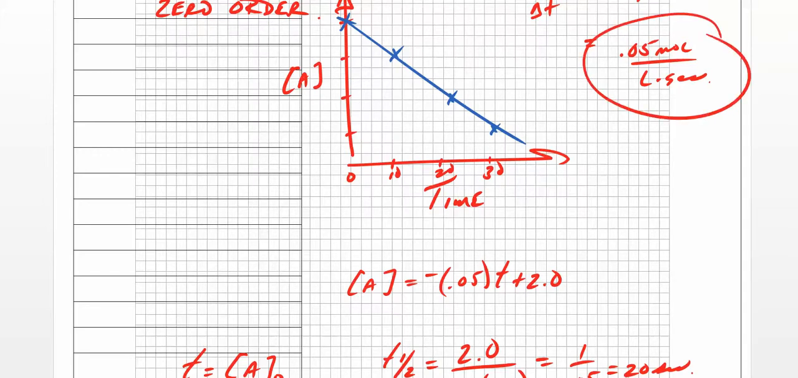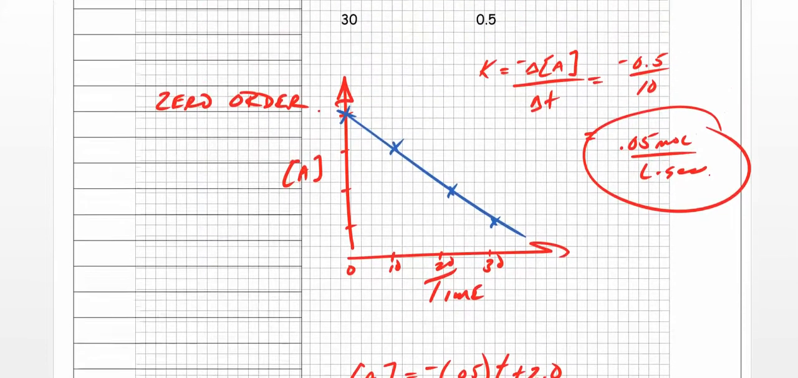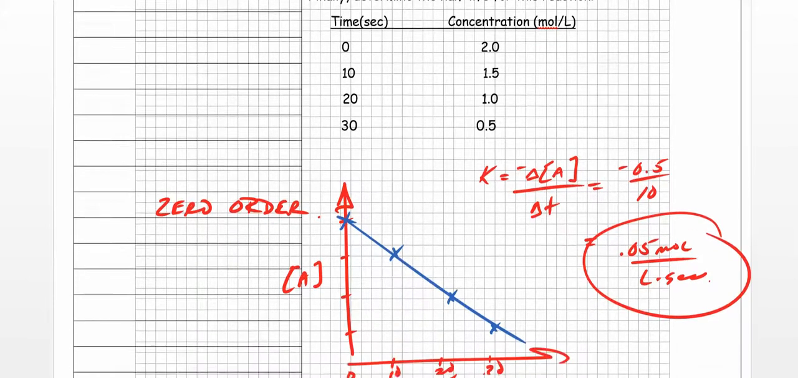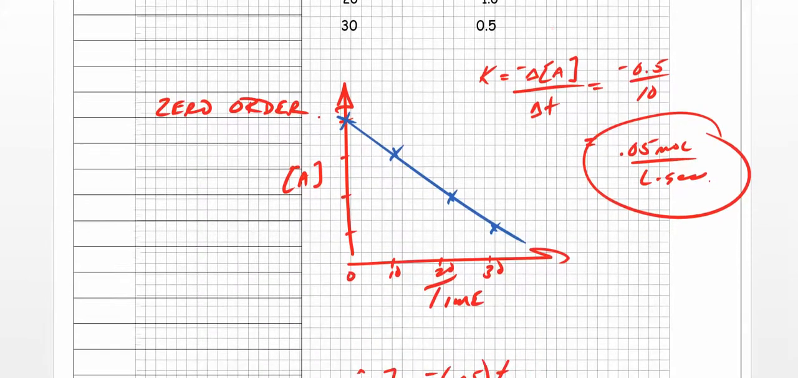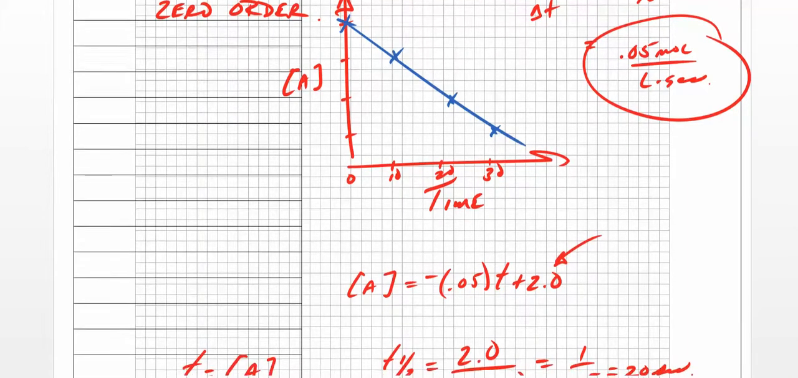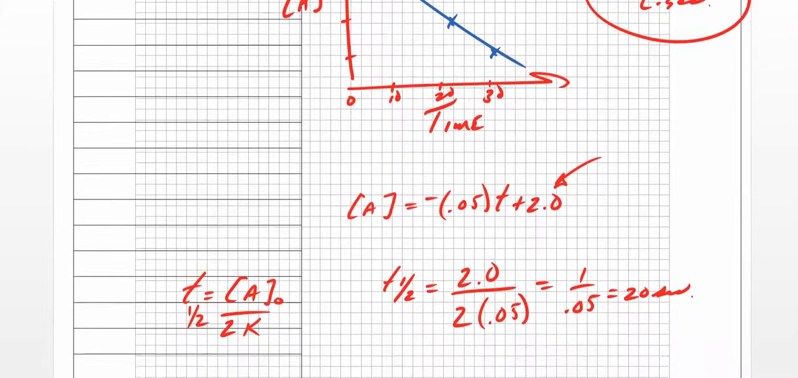But where did I get the initial concentration of A? Look at the data. Originally, at time equals 0 seconds, I had 2.0 moles per liter. I simply stuck that number right here for the y-intercept, okay? So that's it. Now I've got the integrated rate law.